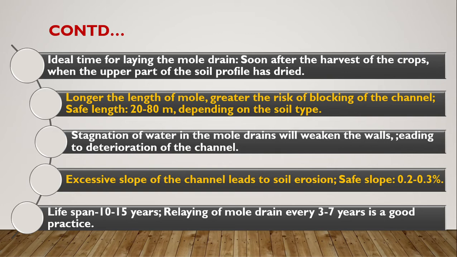And there is a safe length for the mole drain. The maximum length of the channel should be 20 to 80 meters, otherwise it will not be effective, and it depends on the soil type. Excessive slope of the channel leads to soil erosion. Of course, we have to provide a slope because water has to move inside the channel, but that slope should not exceed a particular limit. When it exceeds the limit, erosion may occur and that will destroy the channel. For avoiding that, the safe slope is proposed as 0.2 to 0.3 percent.